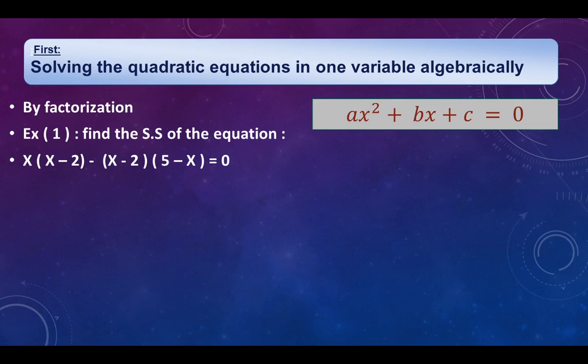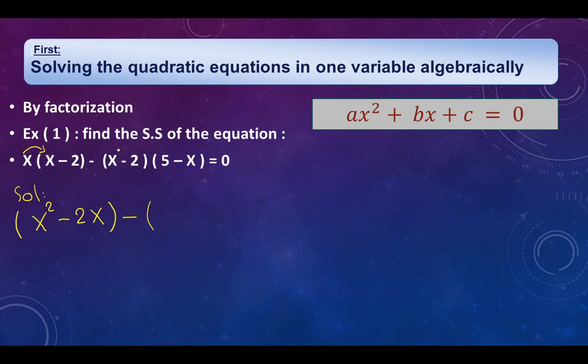Okay, find the solution set of the equation. The equation is not in the quadratic form, so we have to put it in the quadratic form first. So we have to distribute x over the two terms of the bracket. X times x equals x power of 2. X times negative 2 equals negative 2x. First, we are going to put it in a bracket. Minus. Here we are going to multiply x minus 2 times 5 minus x. Here we have to FOIL.